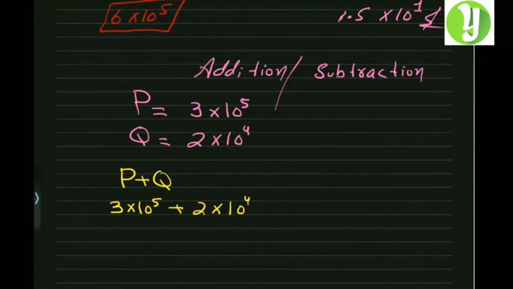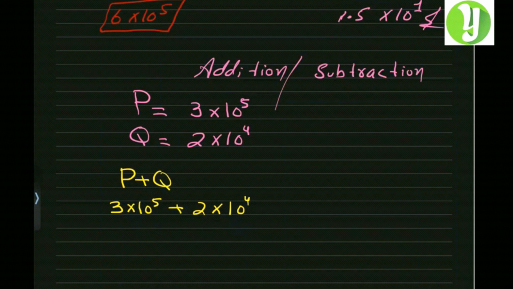Now there are multiple methods to perform addition. What a number of students do is they expand the powers, then add them, and then convert into standard form. Now see the simple thing. What you have to do is, here is 10 power 5, here is 10 power 4, you have to take the minimum power common.